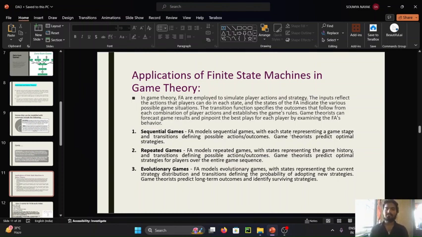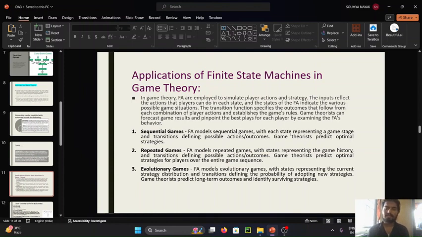In sequential games, finite automata model each state as a game state, with transitions defining possible actions or outcomes. Game theorists predict the optimal strategies. So simply, we have a state space, and we can predict the optimal strategies for it. Based on the choice, we get the reward.